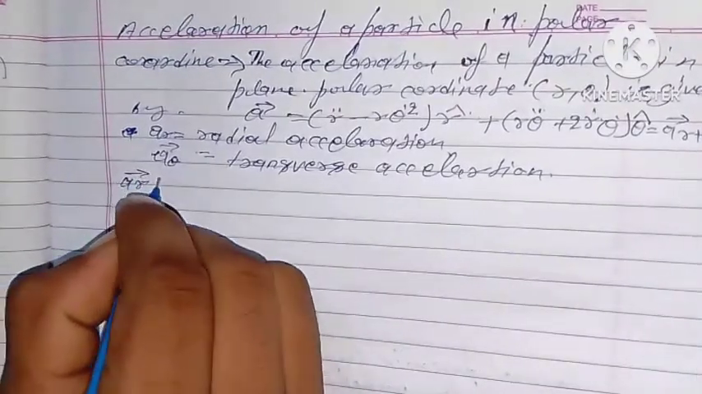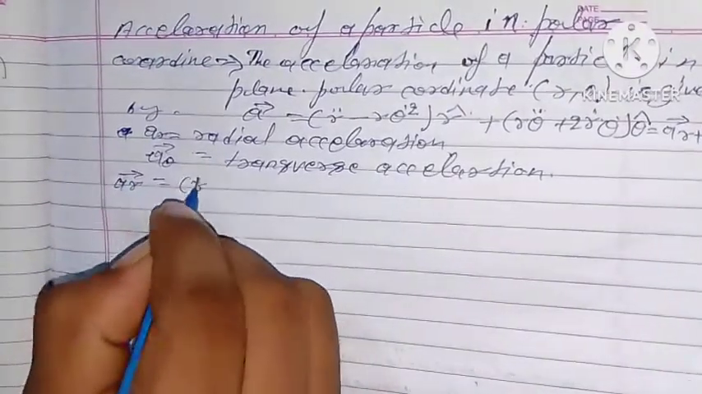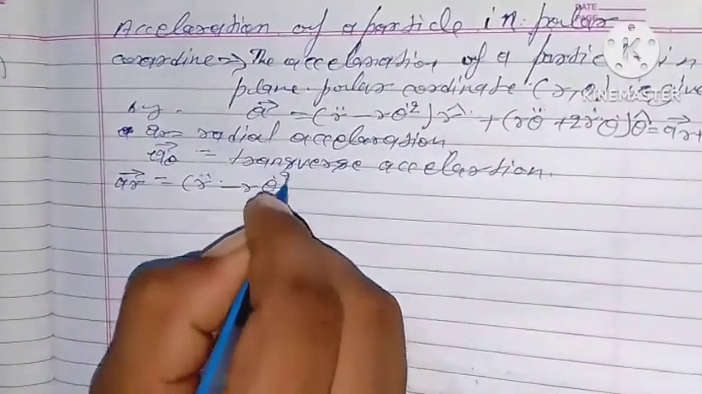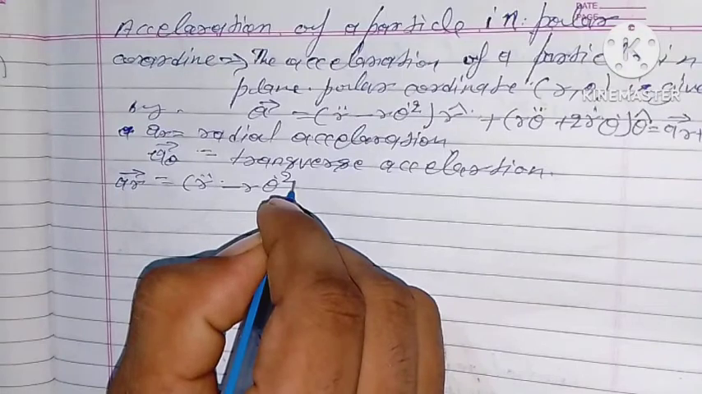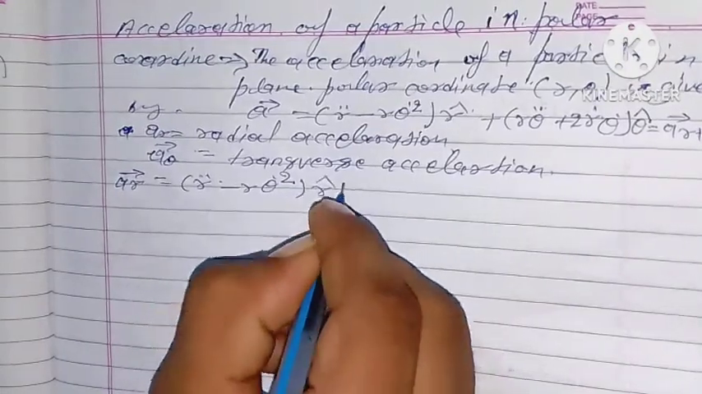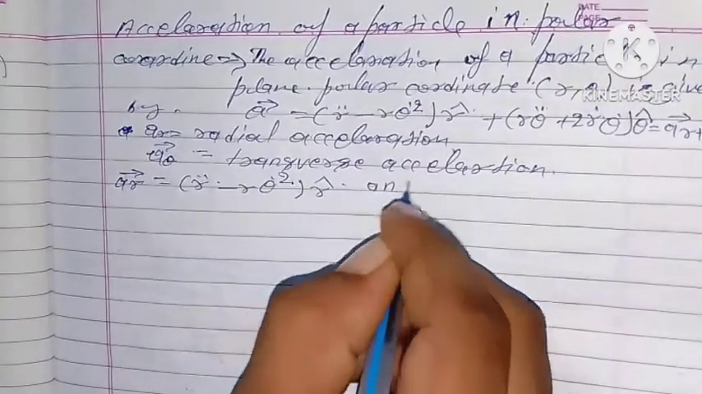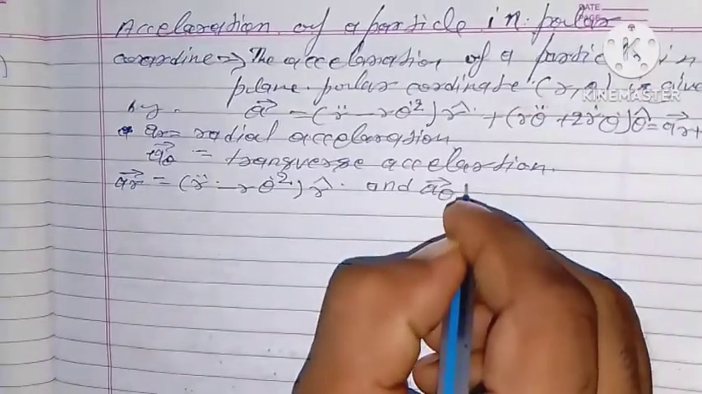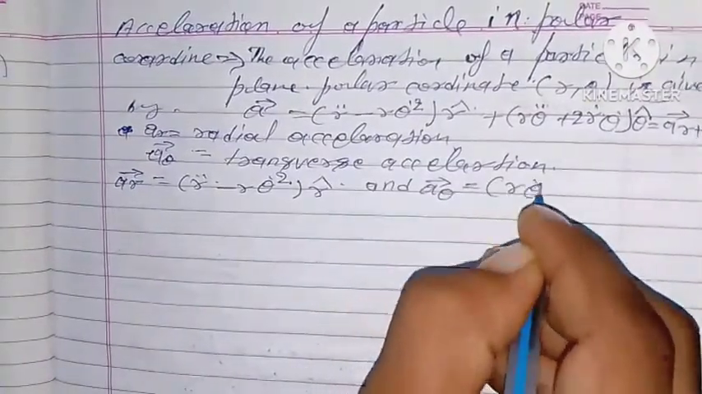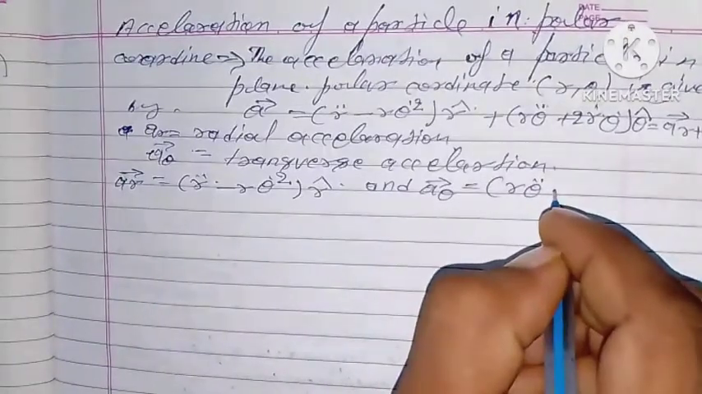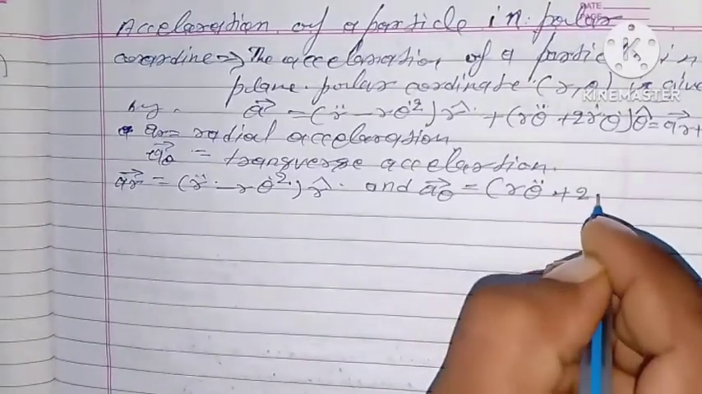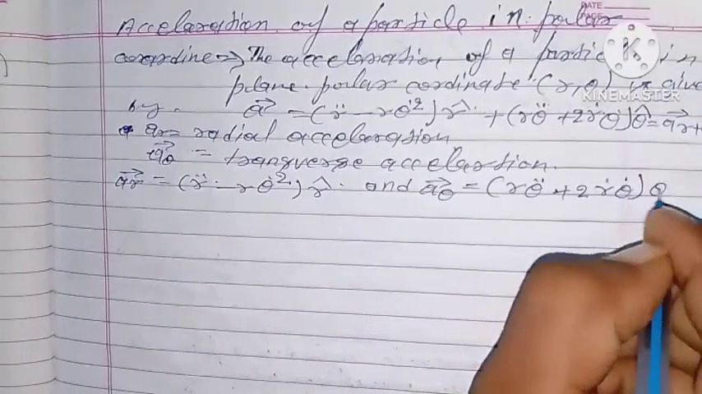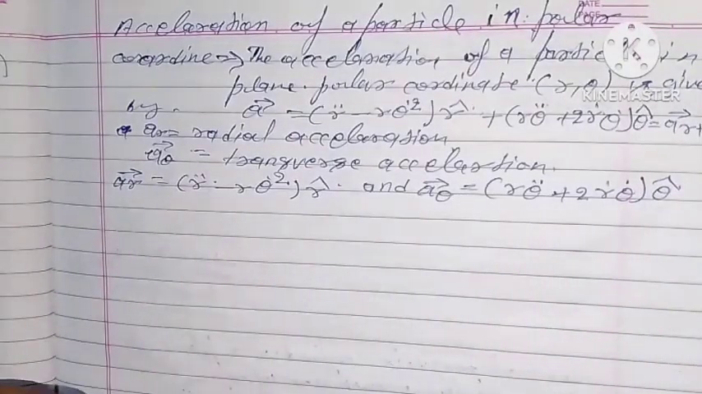vector ar equal to double derivative of r minus r derivative of theta square, unit vector r, and vector a theta equal to r double derivative of theta plus 2 derivative of r derivative of theta, into unit vector theta.